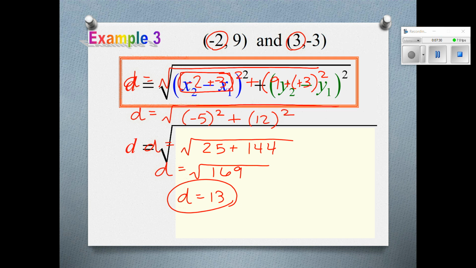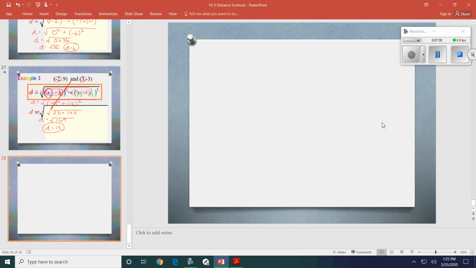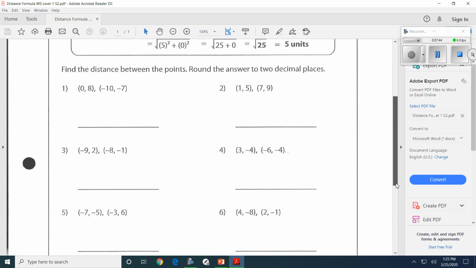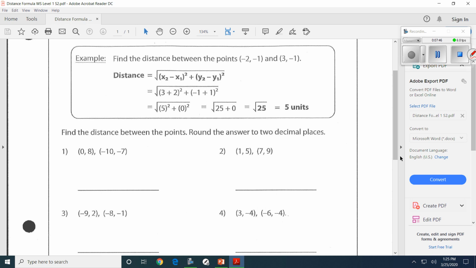Now, I would like to show you an example from your assignment today. So let me get out of this and pull this example up here. This is what some practice problems look like. It even has up here at the top a reminder of what the equation is. So remember, we're going to subtract the x's first. So I'm going to do 0 minus a negative 10, and I'm going to square it.